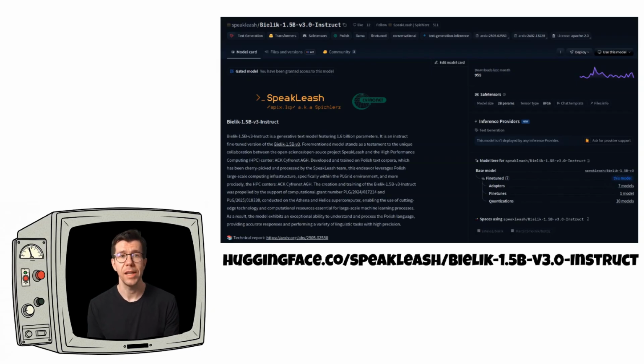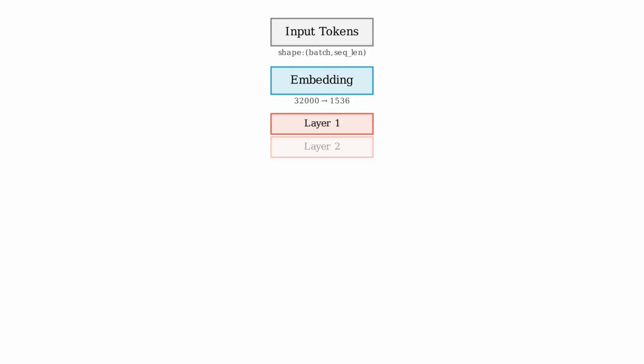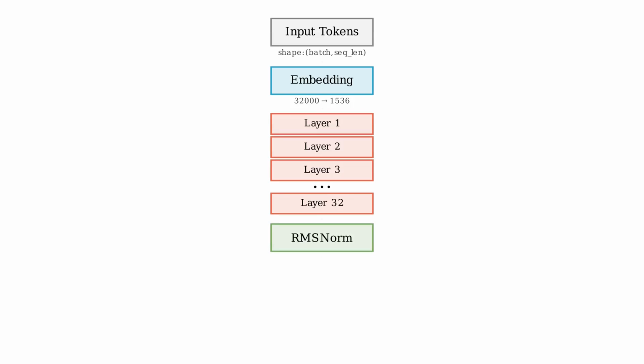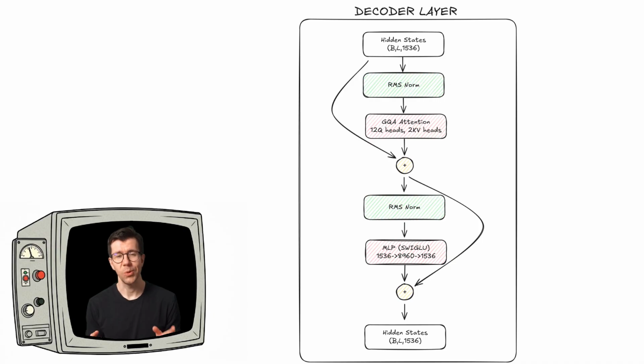Let me show you how Bielik is structured at high level. Input tokens go through an embedding layer, transforming them into vectors. Then we have 32 decoder layers, the heart of the model. After those layers, we apply RMSNorm for final normalization. And finally, the language modeling head projects back to our vocabulary tokens. Now we get to the interesting part. Each decoder layer has two main components, grouped query attention and a SwiGLU feed-forward network. I will focus on GQA as it plays a crucial role in this architecture.